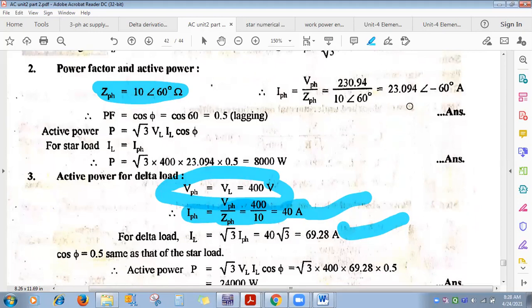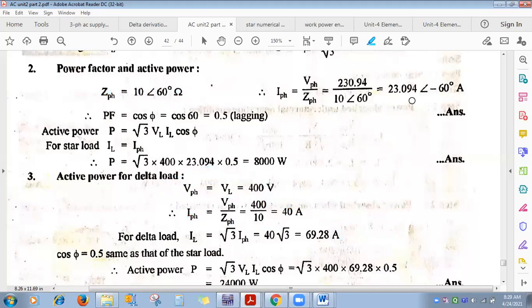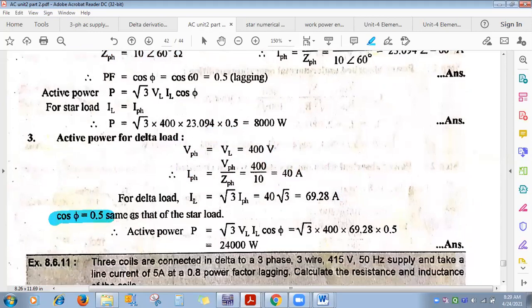See, in star connection and in delta connection, the load is the same. Only in star it is connected in star and in delta it is connected in delta. But ZPH is the same in both cases. If in both cases ZPH is the same, what about the power factor in both cases? Same or different? Same, okay? Because cos phi we know is R by Z. So R and Z in both the cases are the same. So cos phi is also the same.